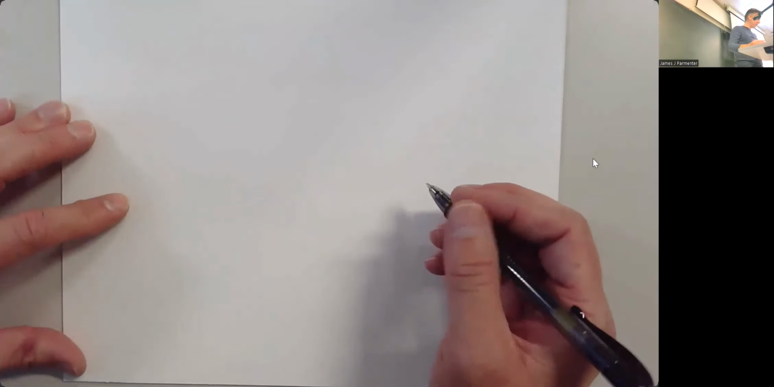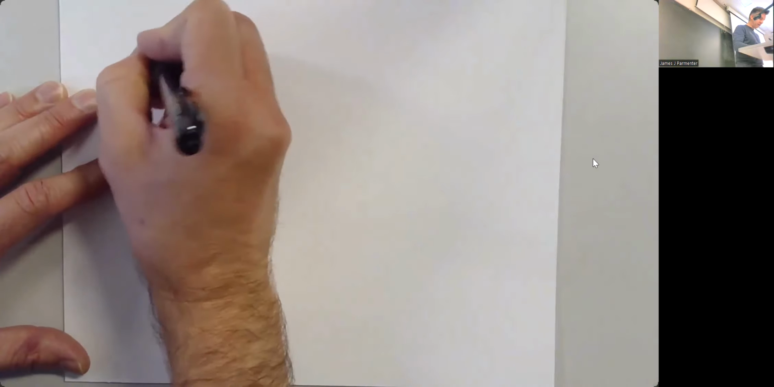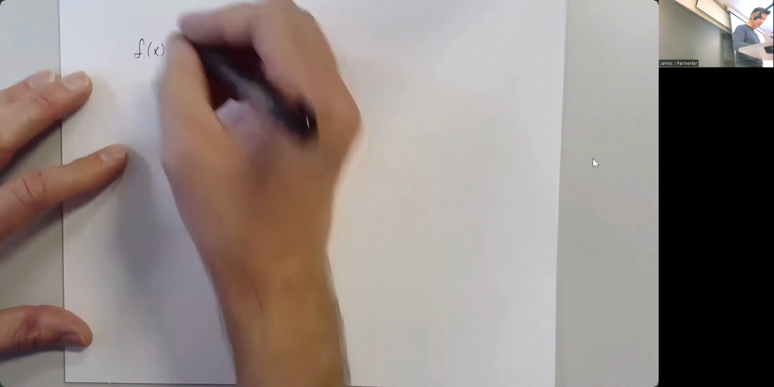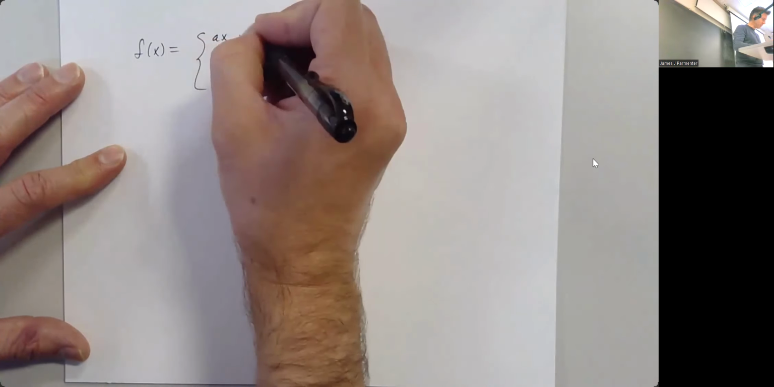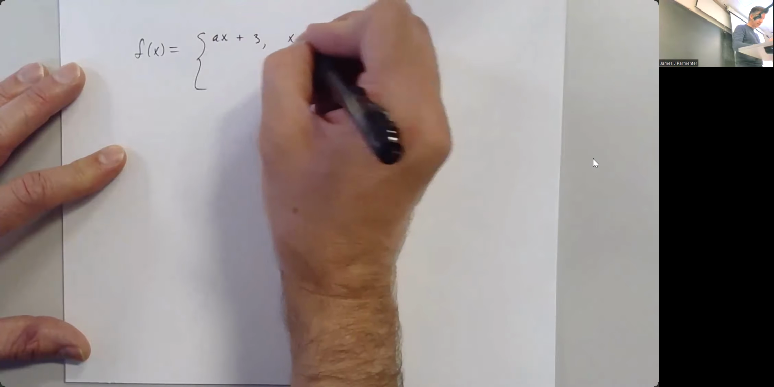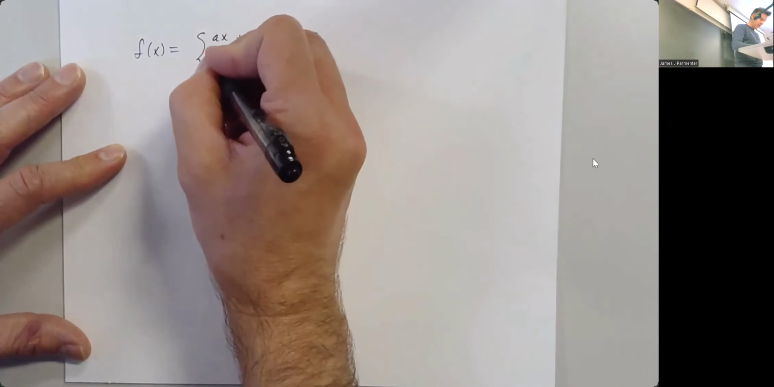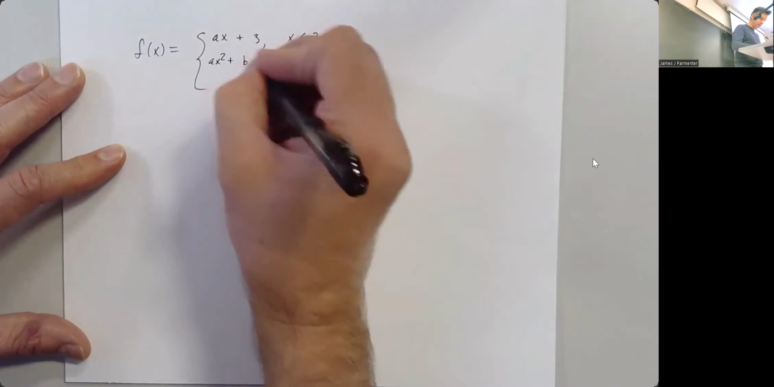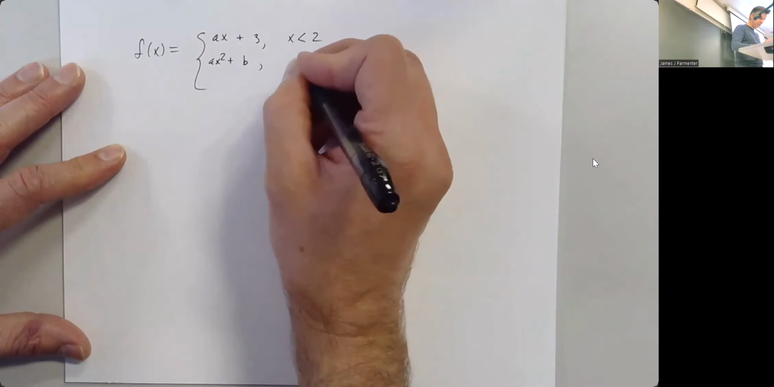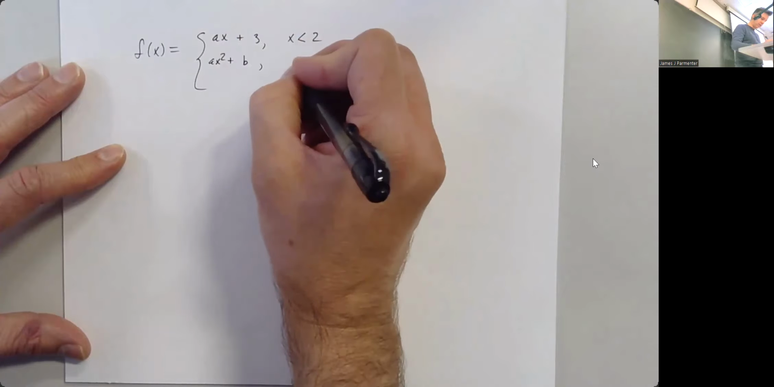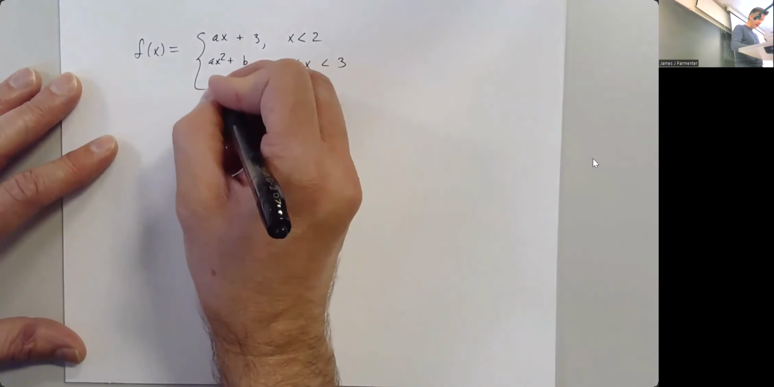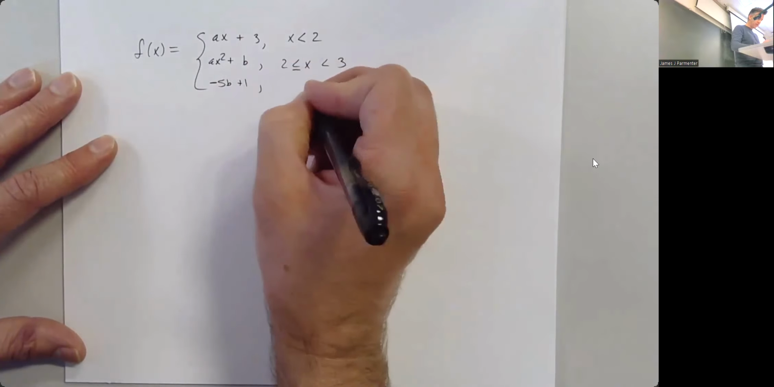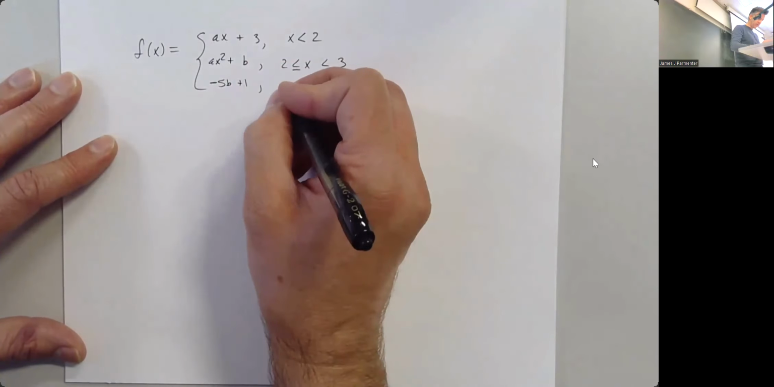Well, let's look at something like this. Let's say our function f of x is equal to, and I'm going to steal this one, f of x is a times x plus 3 when x is less than 2, a times x squared plus b when x is bigger than or equal to 2 and less than 3, and is equal to -5b plus 1 when x is larger than or equal to 3.